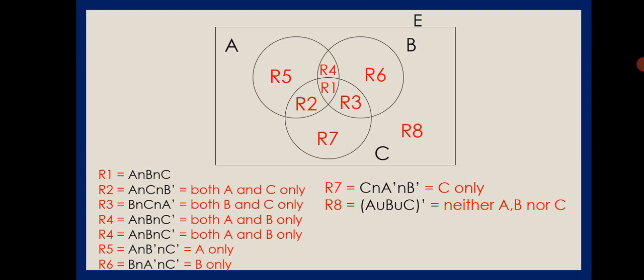Region 8, we have A union B union C all complement, meaning either A, B, nor C. Elements that do not belong to A, B, or C. So this is all about the 3-set problems from region 1 to region 8.